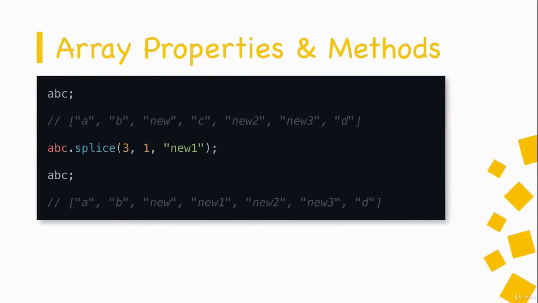So now, as you can see, the fourth element, or the string C, has been removed and is replaced with new 1. So in this case, the full array is A, B, new, new 1, new 2, new 3, and then D. So using the splice method, you can specify where to start the splice, how many items to remove, and what new element or elements to add in their place.